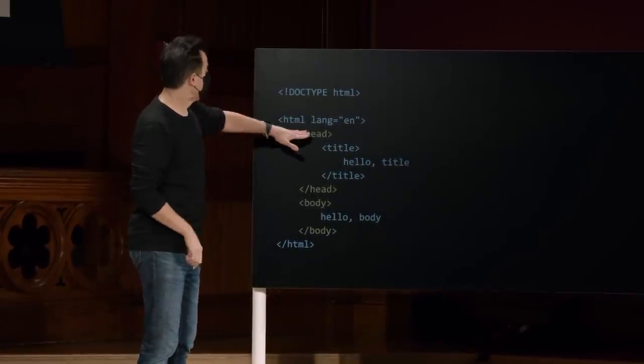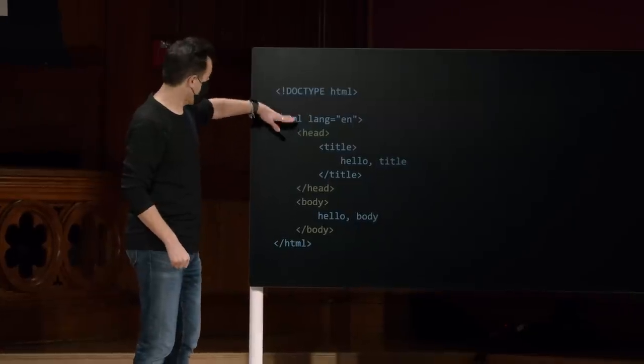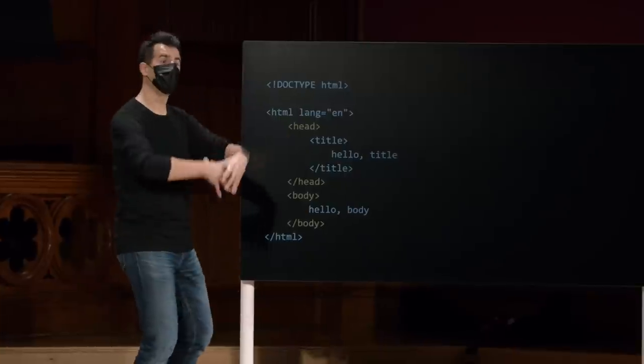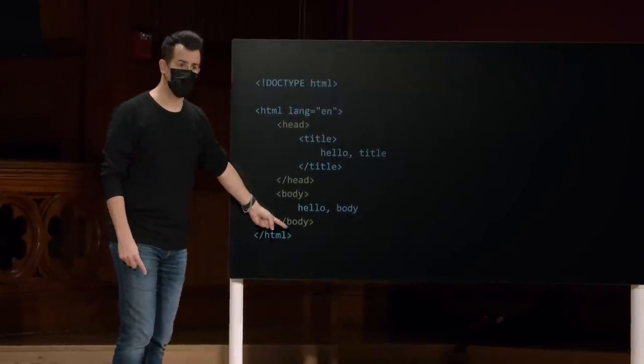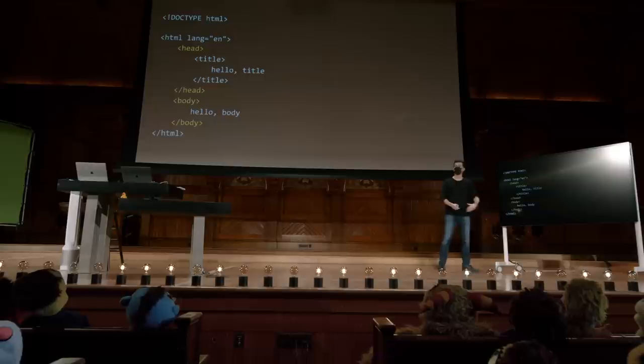Just to introduce the vernacular then, the HTML tag, otherwise known as an element, has two children, the head child and the body child, which is to say that head and body are now siblings.